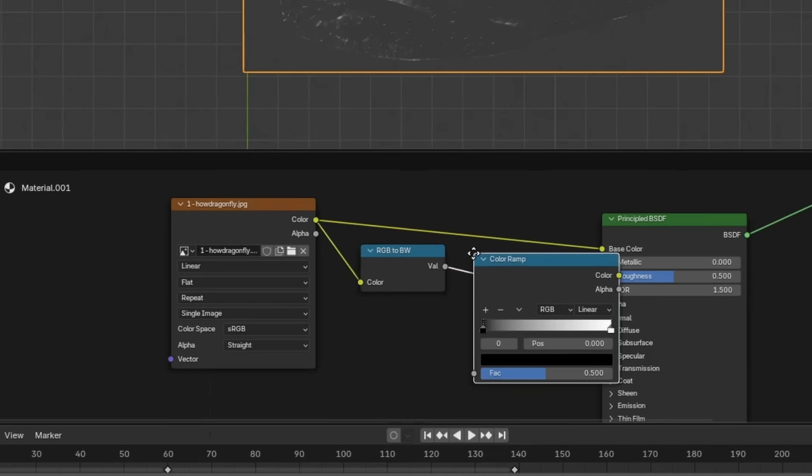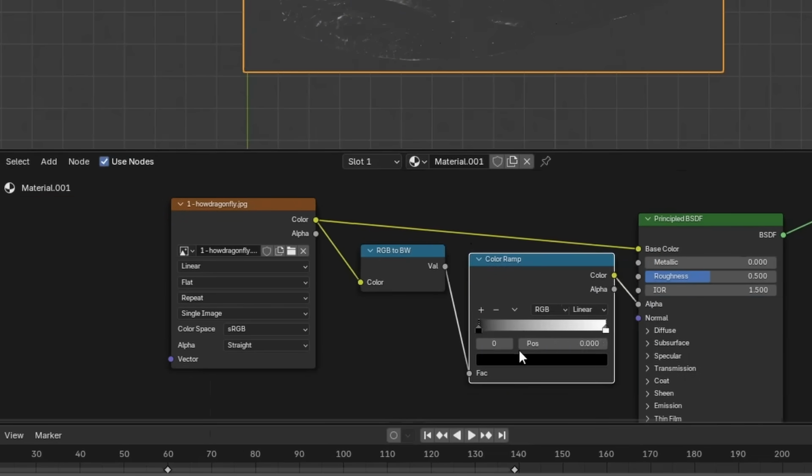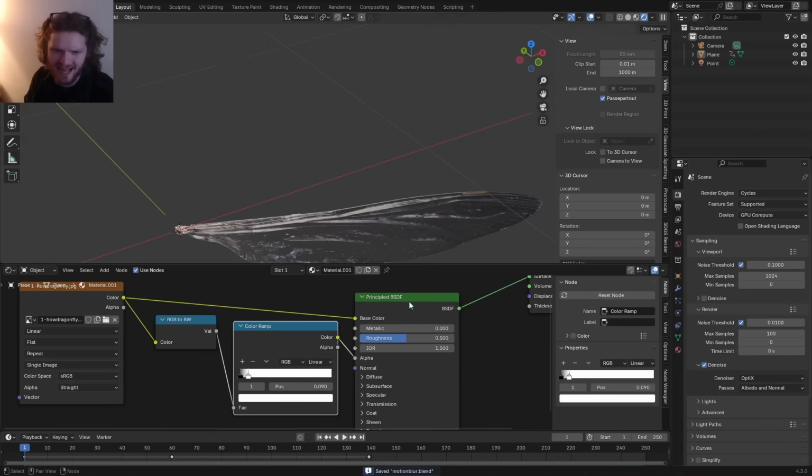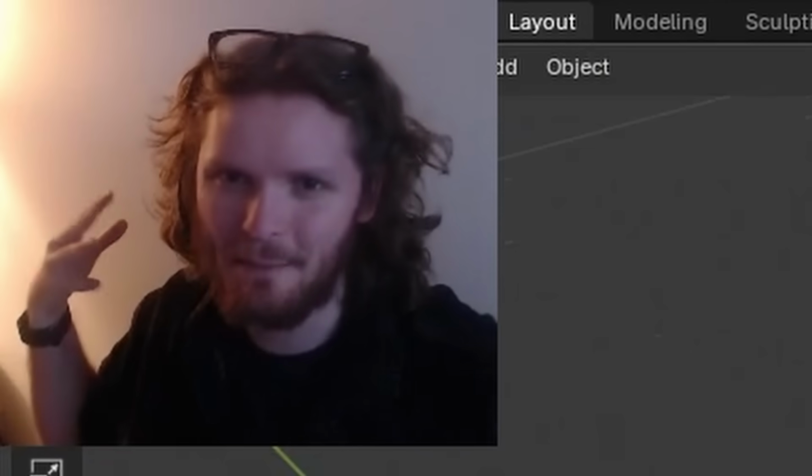But what I recommend is pulling these handles a bit more to get more fine control. So even something like this already looks quite nice. Yep, that looks pretty good. And then as for the material, insects, I don't know, in my mind, they're all super shiny.